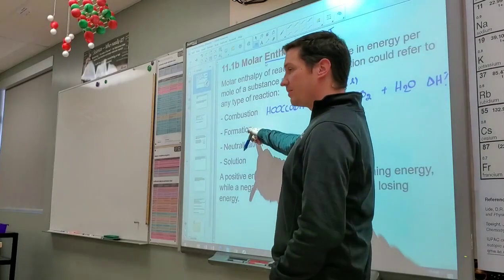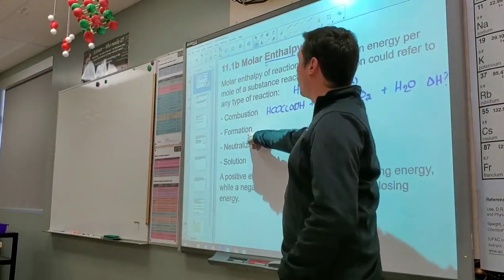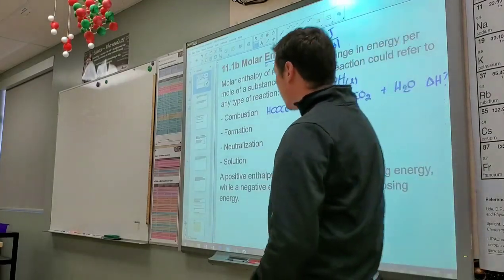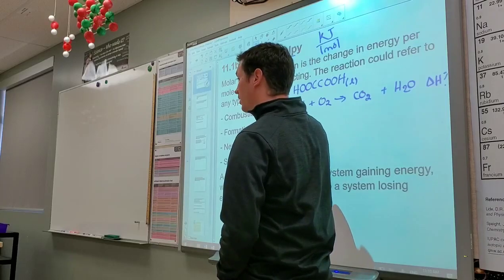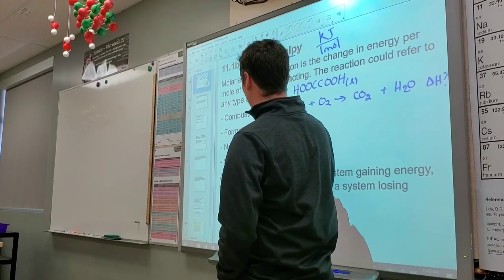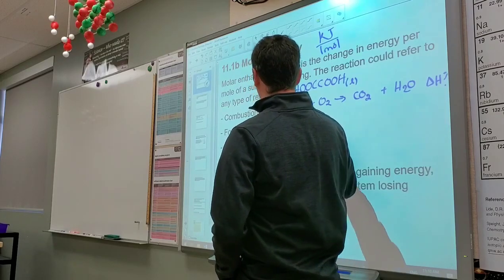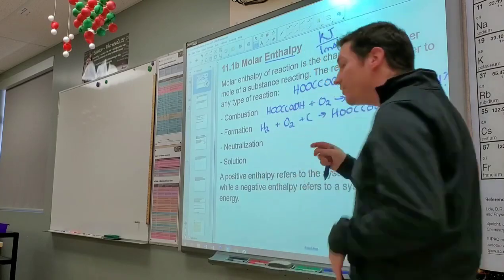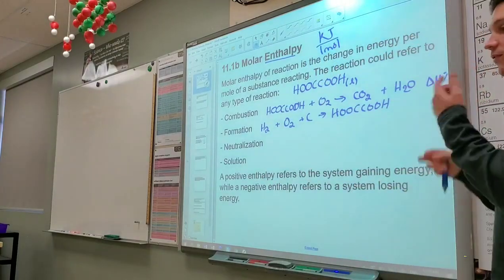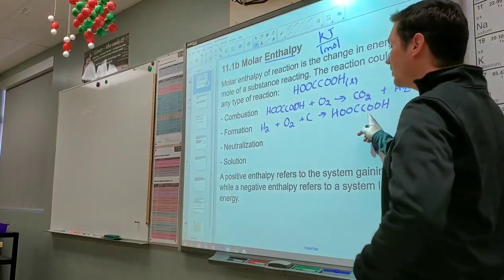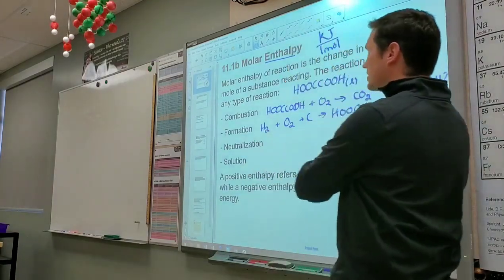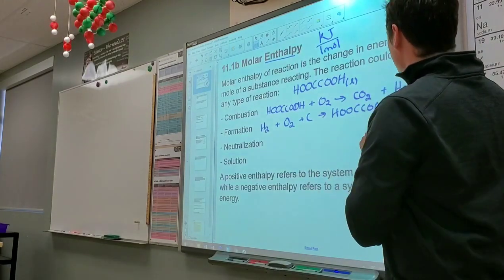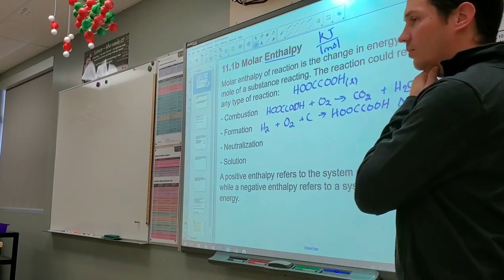For formation, how would this be formed from its elements? What elements do we need to form oxalic acid? Nope, we need hydrogen, oxygen, and carbon. A formation reaction has a very specific definition. We define formation reactions to be something being made from its elements. Now, obviously, this isn't balanced, and I don't care to balance it right now. That's not what I want to focus on. But this is going to have a very specific enthalpy as well.